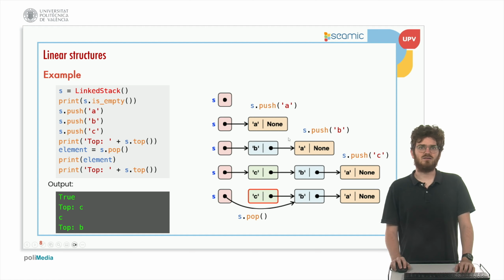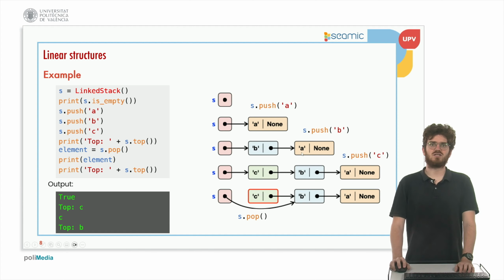Again, if we push B, we would insert a new node. The head would point to the new node, and the new node would point to the previous head, which was A, and which itself points to none. And so on and so forth. If we insert C, C would point to B, and the head would point to the new element, C.